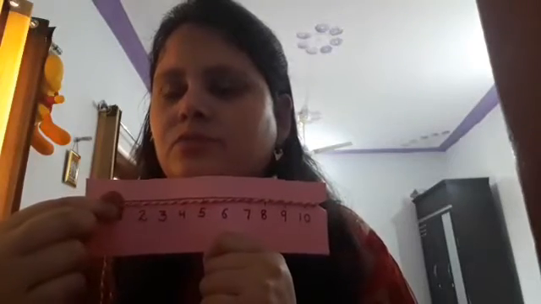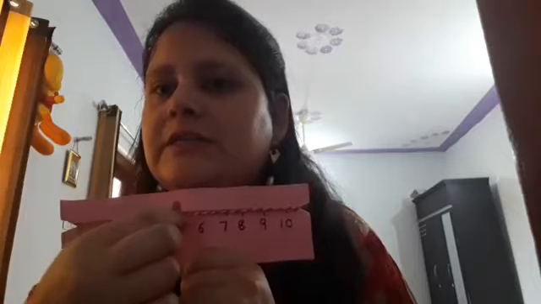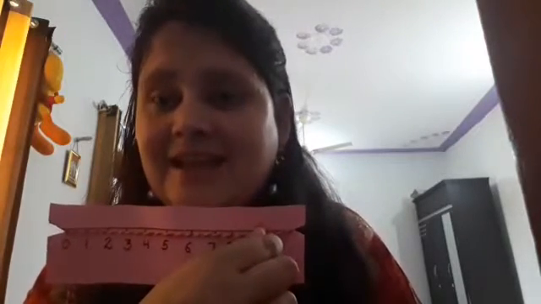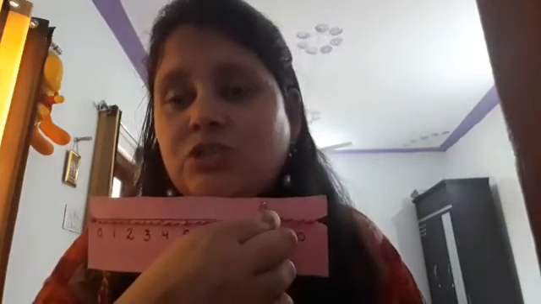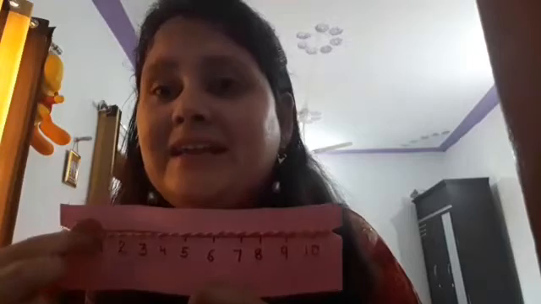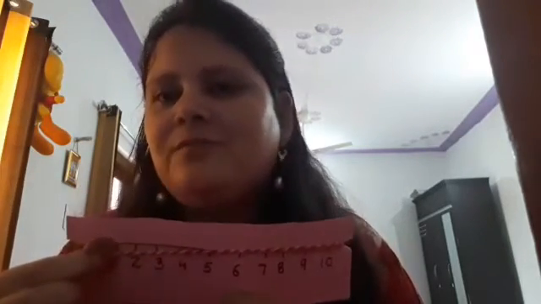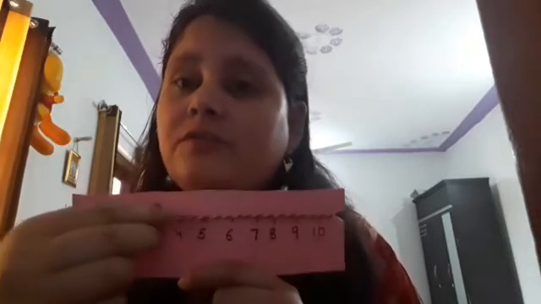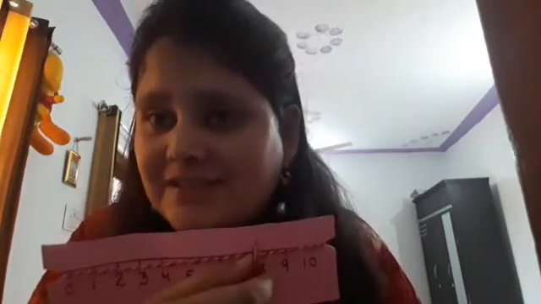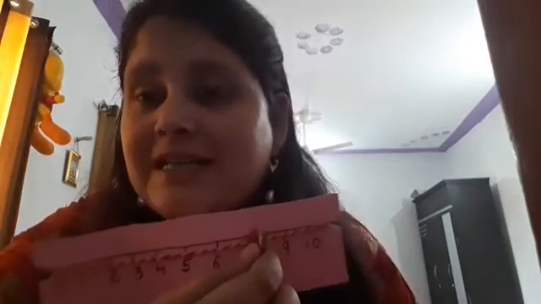If the button is moving from 0 towards 10, then it is forward movement, and if the button is moving from 10 to 0, then it is backward movement. Now this is forward movement from 0 to 10. This is backward movement from 10 to 0. Forward movement is after, and backward movement is before.